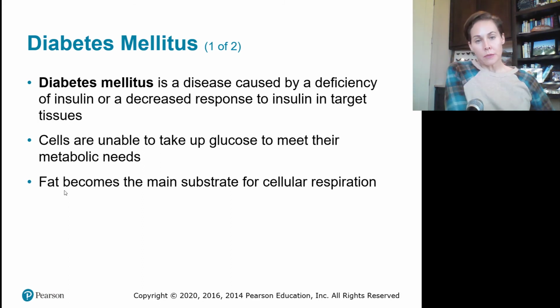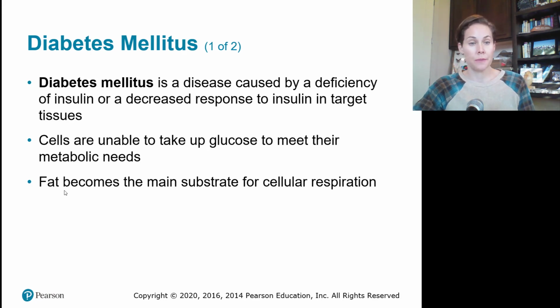So the term diabetes, this book is for people from all over the United States, but for most of us living in San Antonio, South Central Texas, the term diabetes is something that's very, very common for us to hear. It's a disease that we all probably know at least one person that has. Diabetes is a disease caused by a deficiency of insulin or a decreased response to insulin in target tissue. As a result, the cells cannot take up glucose to meet the metabolic needs, and so fat becomes the main substrate for cellular respiration.